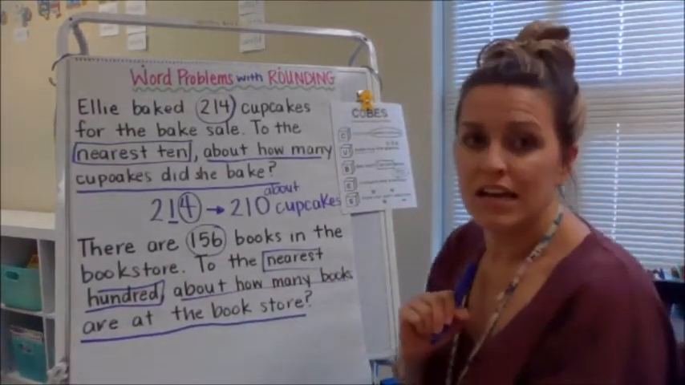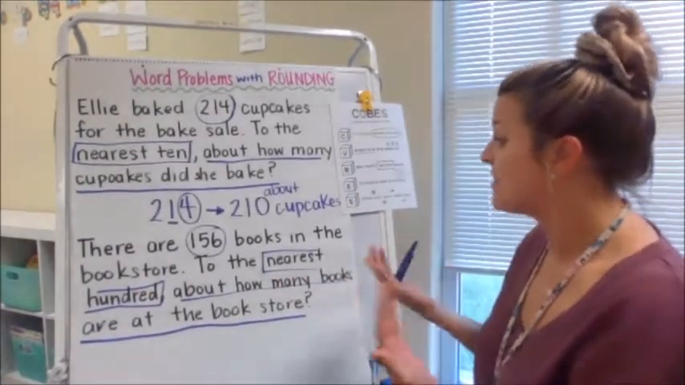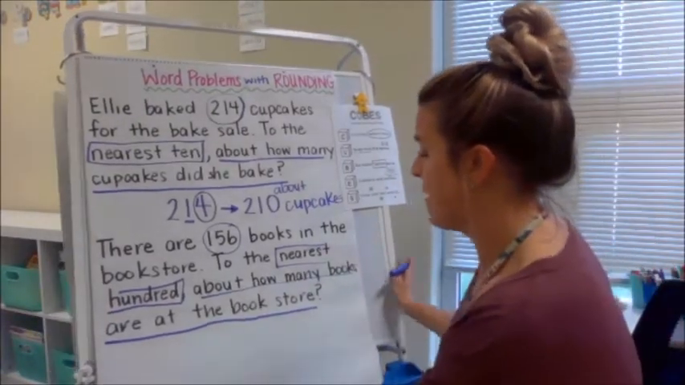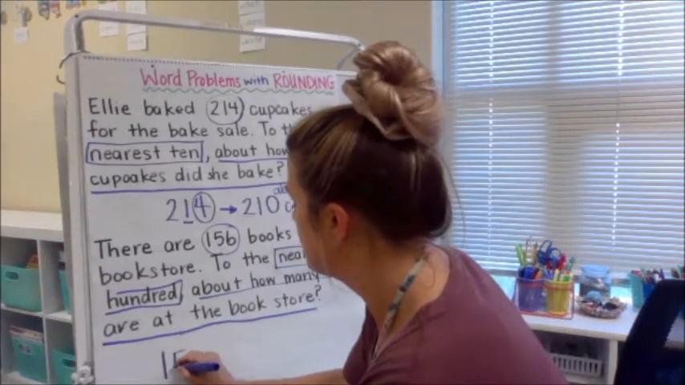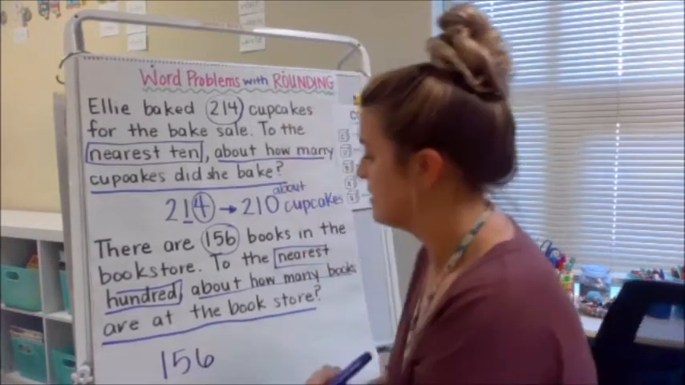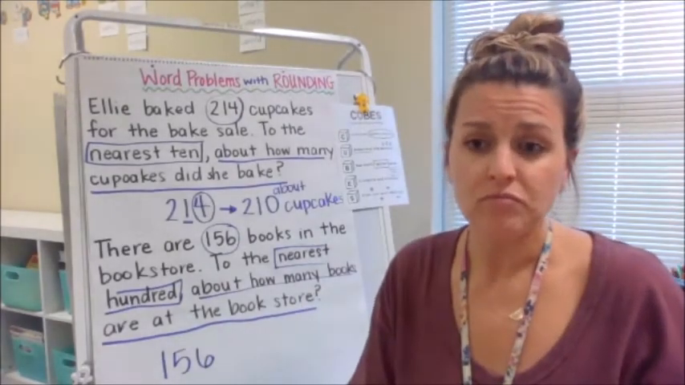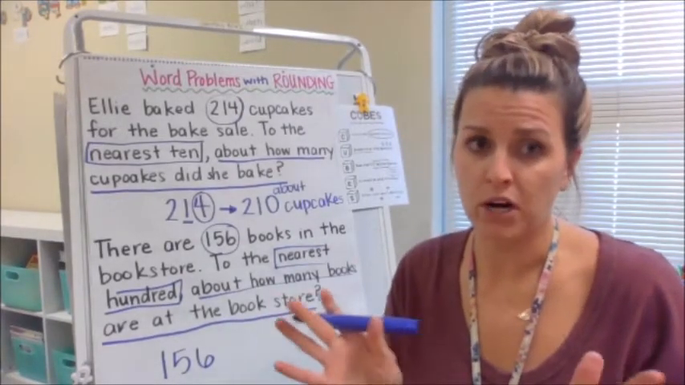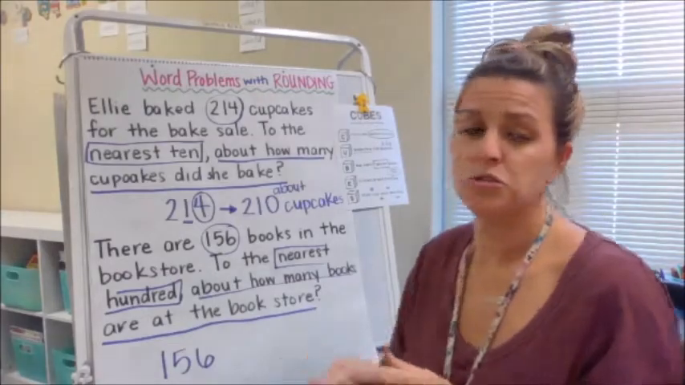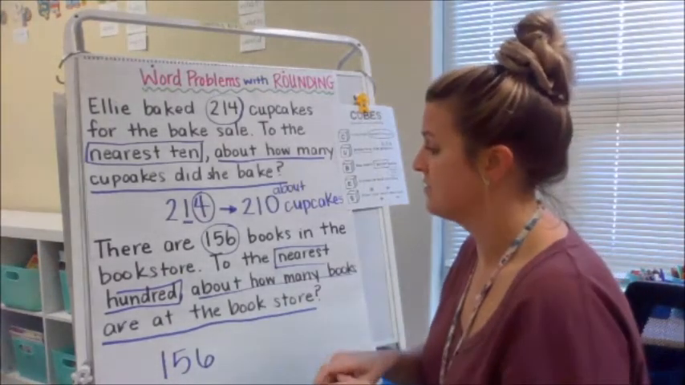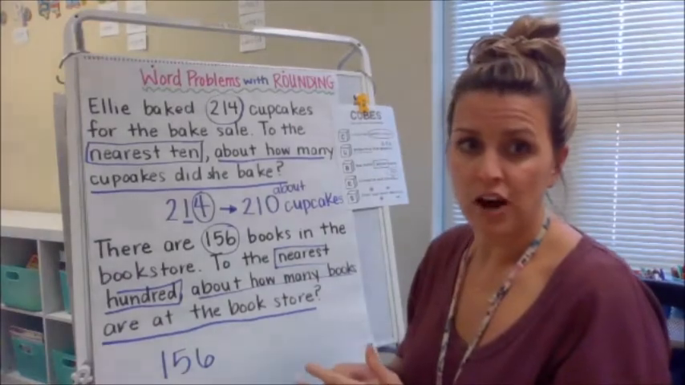So now it's telling me I know that I need to round to the nearest 100. So I have my number here, 156. So I'm going to give everybody a minute. Go ahead and get a sheet of paper, pencil, whiteboard, marker, whatever you need, and I want you to round 156 to the nearest 100. Go ahead and try it.